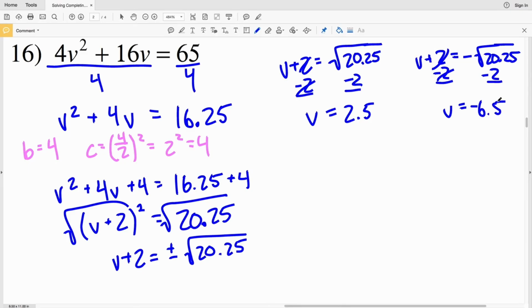And that's because the square root of 20.25 is equal to 4.5. So 4.5 minus 2, and then negative 4.5 minus 2. That gives me 2.5 and negative 6.5 as my solutions in number 16.